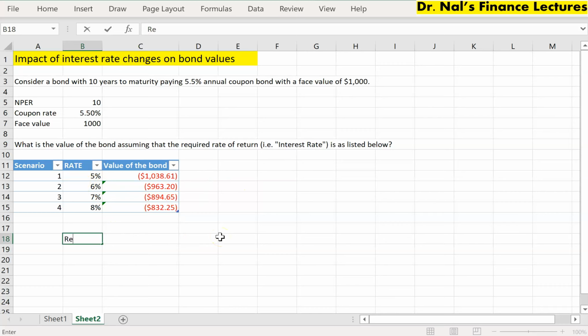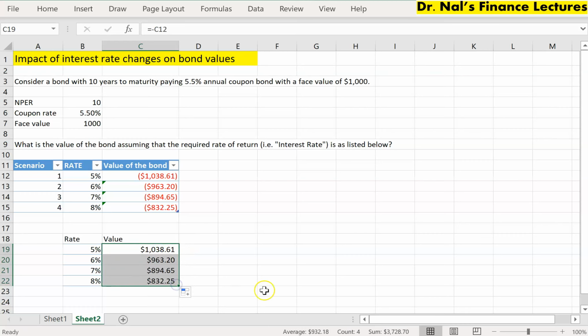So let's have rate. I'll just redo this because I don't like the table formatting there. Okay, and then value. What I will do is put a minus sign in front of them so they look positive. I think it's better. All right, and I'll just drag it down. Hopefully it should work. Yes.